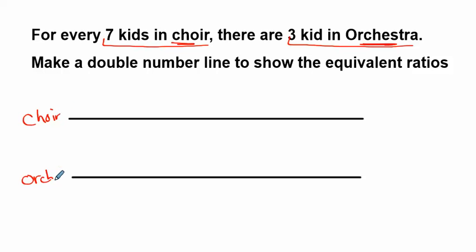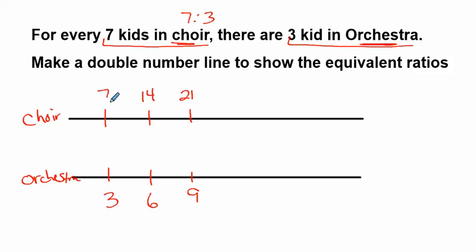Okay, so then at that point, I'm going to put in my ratio. So my initial ratio is a 7:3 ratio. So I'm going to put 7 choir kids and 3 orchestra kids. All right, then I'm just going to build out that number line. So if I doubled that ratio, it would be a 14:6 ratio. Okay, if I tripled the ratio, that would be 7 times 3 is 21. 3 times 3 is 9.